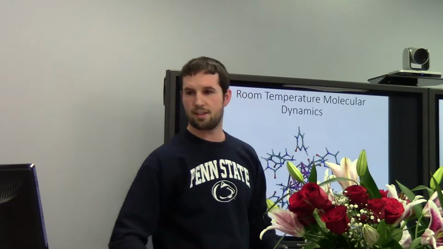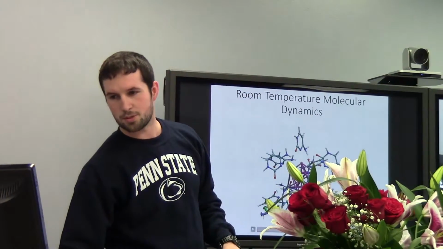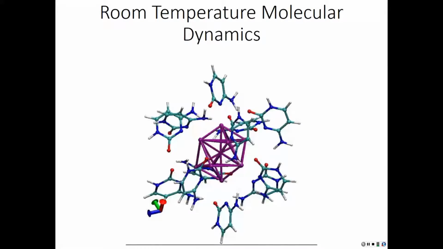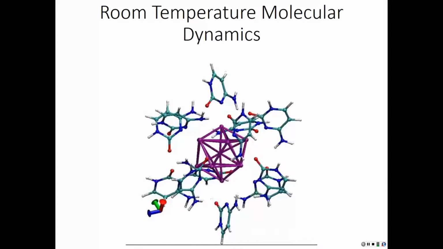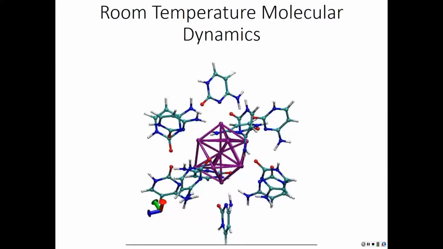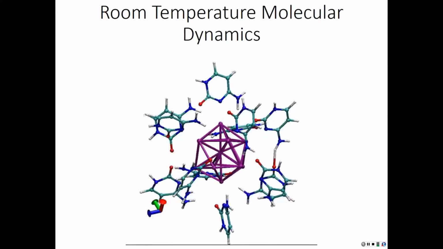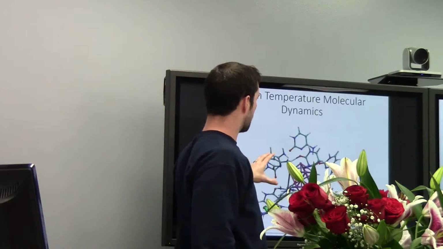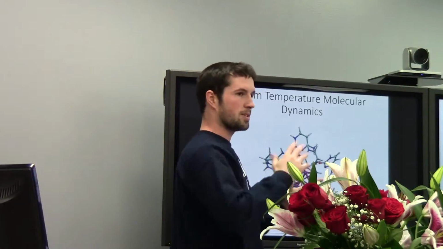Here's a room temperature molecular dynamics simulation of the model that we'll be going over. It's a silver nanocluster with 13 atoms making up the core of the silver, passivated with 12 cytosine molecules. Typically when they synthesize these in the lab, they use DNA as a scaffolding material. In this case, we're using cytosine as the representative scaffolding.